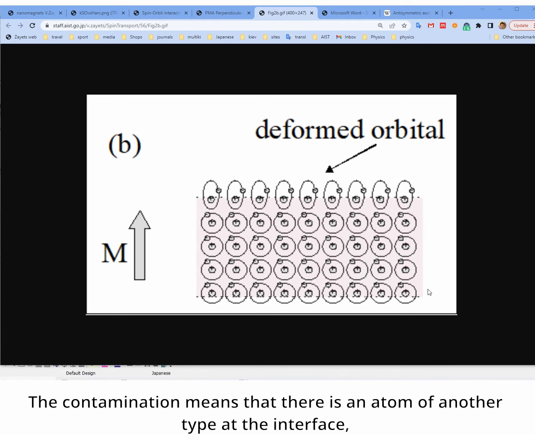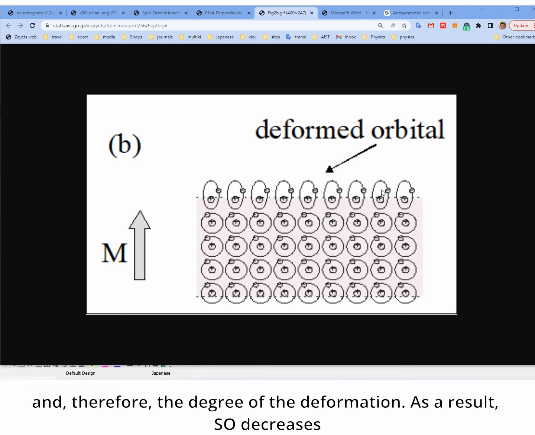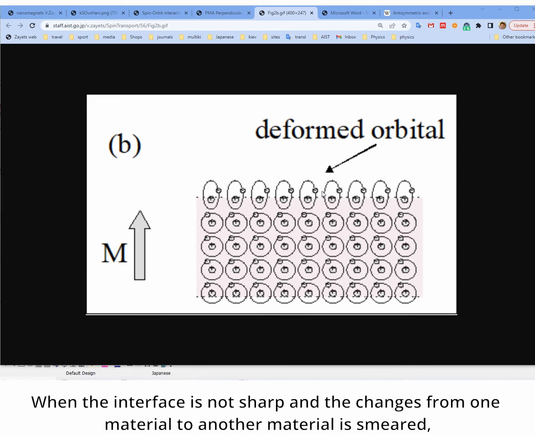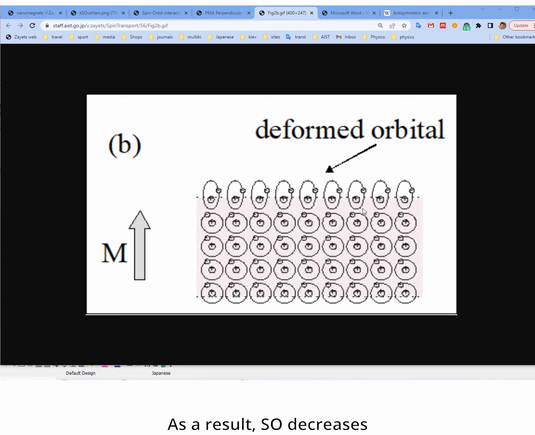The contamination means that there is an atom of another type at the interface. Such an atom breaks the periodicity at the interface and therefore the degree of deformation. As a result, the spin-orbit interaction decreases. Next, the sharpness. When the interface is not sharp and the change from one material to another material is smeared, the orbital is more like bulk type, without or only with weak deformation. As a result, the spin-orbit interaction decreases.